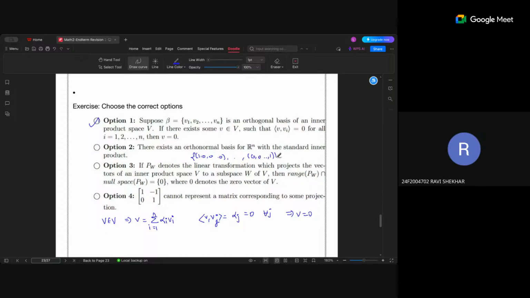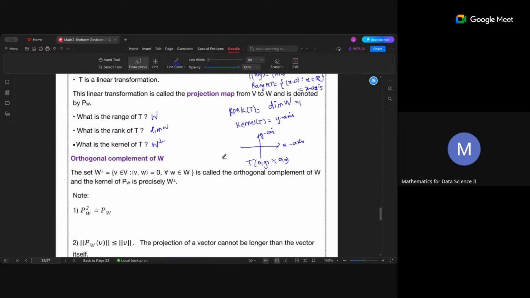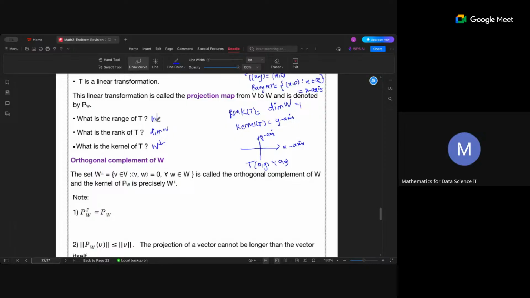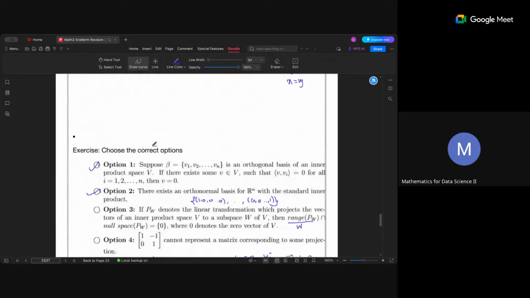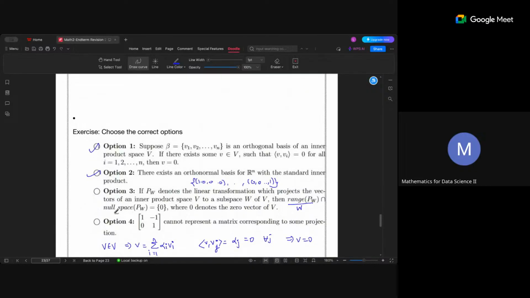Yes. So you know this is correct. What about option 3? What is the range of PW intersection null space of PW? First of all, what is the range of PW? It should be W, right? The range of the projection is W and the kernel of PW is W perp. What is W intersection W perp?